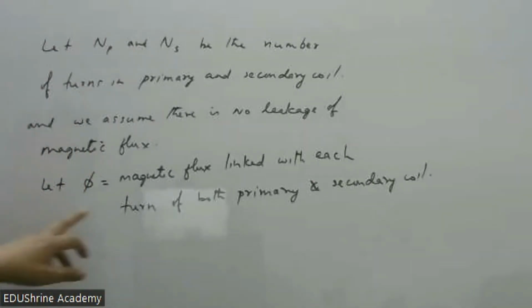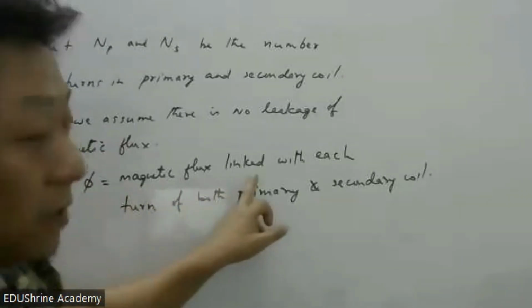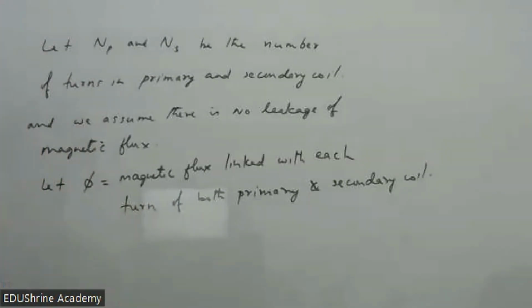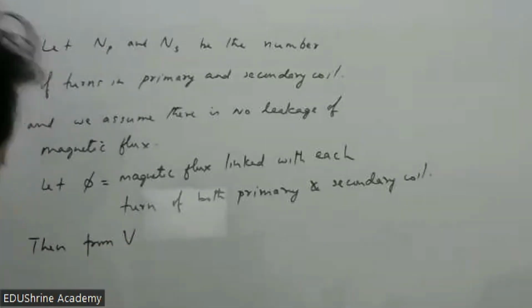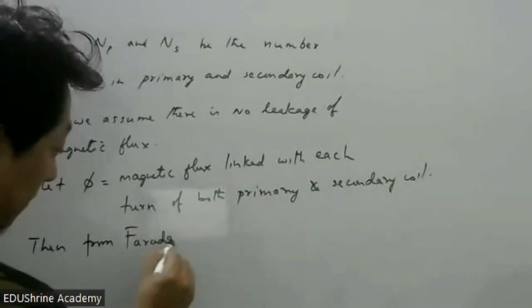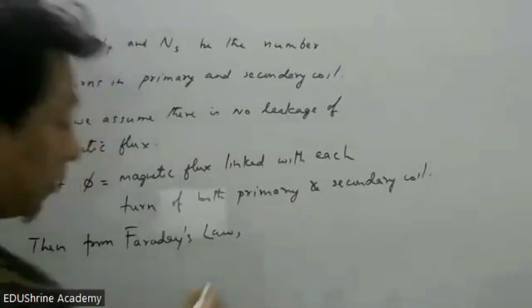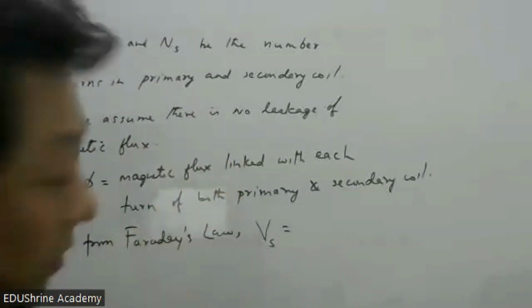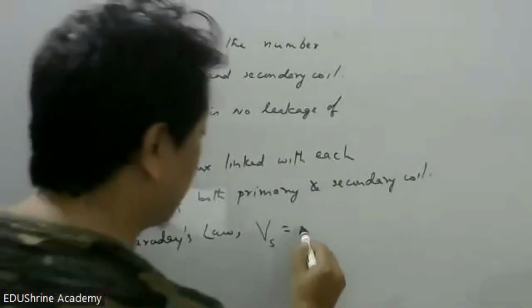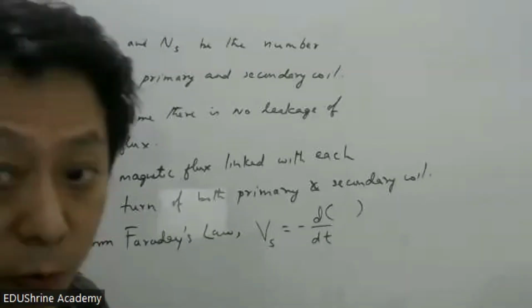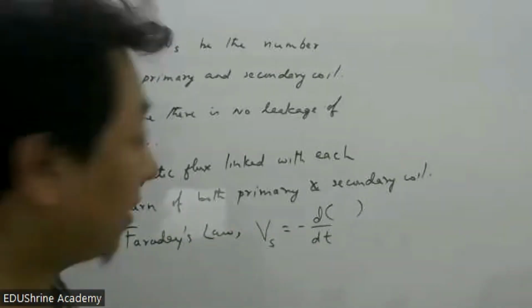Okay. So what I am assuming is the magnetic flux linked with each turn of both the coils is the same, and that is phi. Then from Faraday's law, what will be the EMF induced in the secondary? Voltage in the secondary is the rate of change of magnetic flux. Yes or no? How much will be the magnetic flux in the secondary?